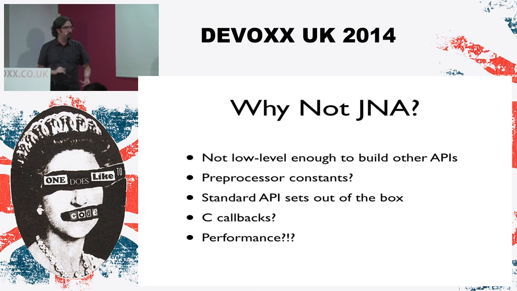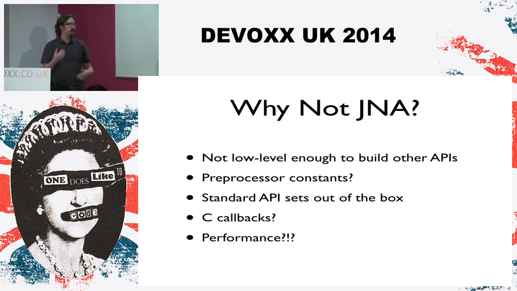Now, I mentioned various reasons why not JNA. We started using JNA to implement some of these features in JRuby. The first thing we ran into is that it wasn't really low enough to build other FFI layers or other APIs on top of it. You can't get at the guts of JNA if you want to do more raw function calls or direct memory access. You kind of have to go through their definitions of here's a structure, here's a set of functions. That's as low as you can get. So if you need anything special that JNA doesn't provide, you're kind of stuck.